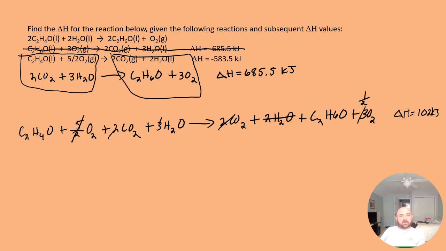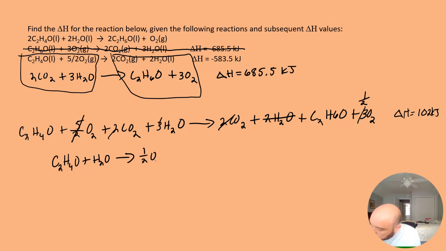All right, so now let's look and see what our reaction looks like, because we don't have anything to cancel C2H6O out with. So I rewrite everything I have left over. C2H4O plus H2O yields 1/2 O2 plus C2H6O with a delta H of 102 kilojoules.